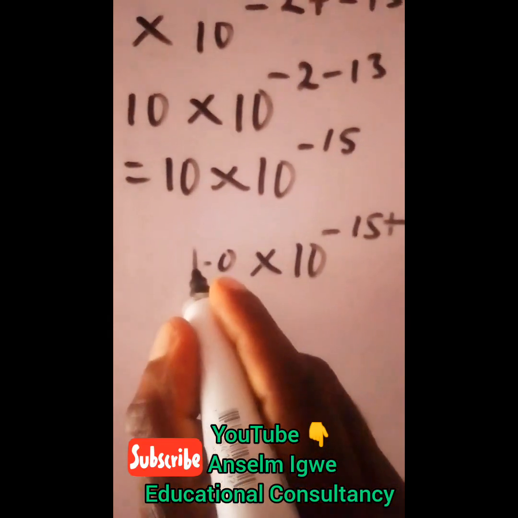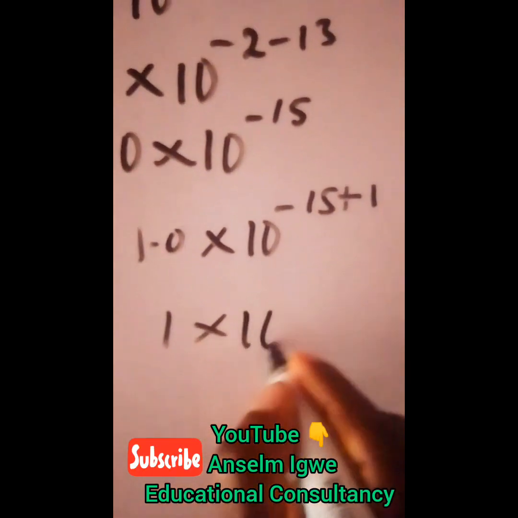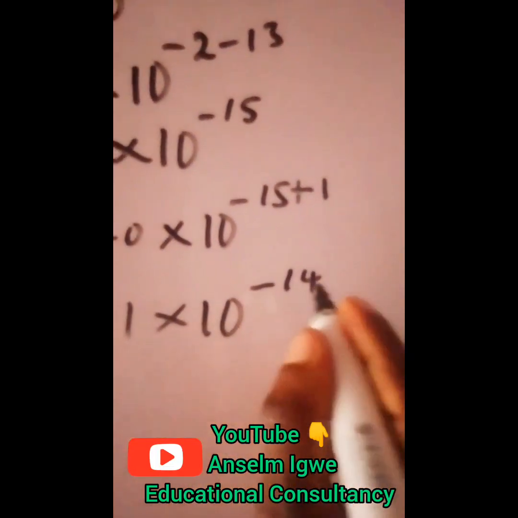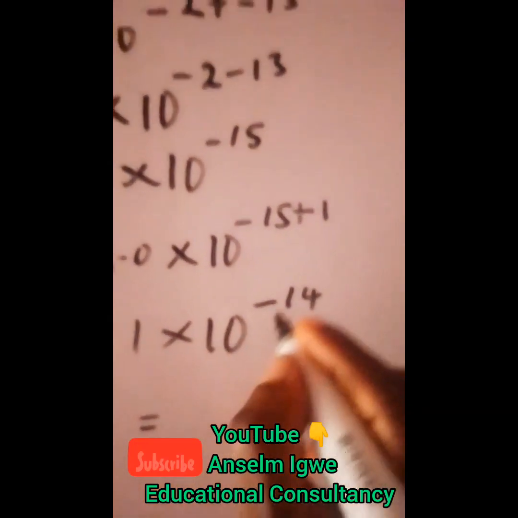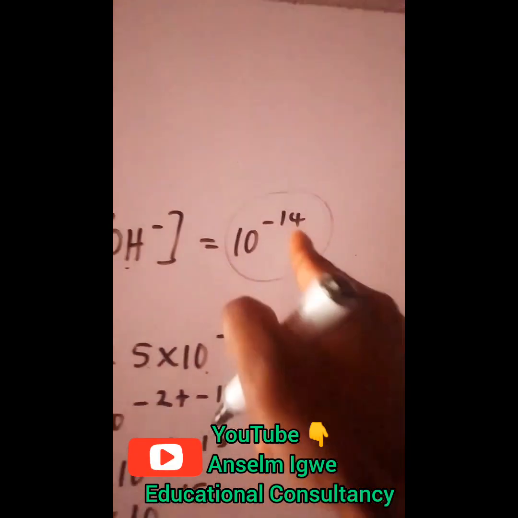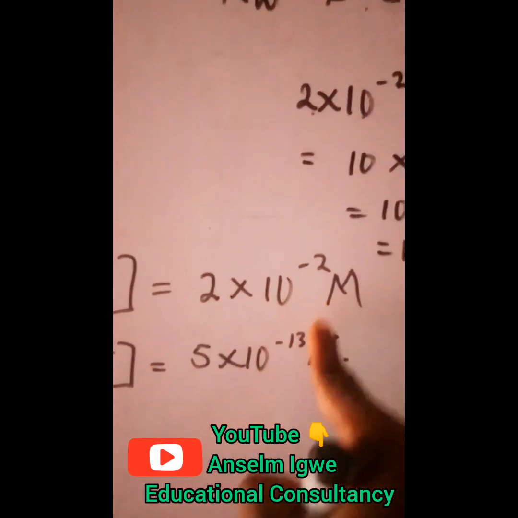So that is 1.0 is 1 times 10 raised to power minus 15 plus 1 is minus 14. Therefore, we have ended up getting this again. 1 times this is the same thing. So we have gotten this again. Because we have gotten this, these answers are correct.